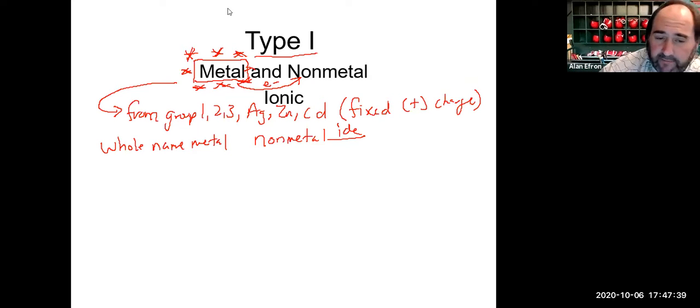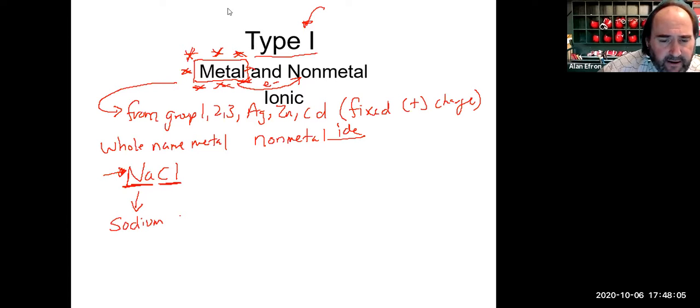So for example, if we had, like we saw before, NaCl, when we look at this, again, this is a metal, this is a nonmetal, which tells you it's an ionic compound. Sodium is group 1, which tells you it's a type 1 because it has a fixed charge. So basically, once we see that, we could just go right to the naming. Whole name of the metal, sodium, and the last guy there, chlorine, becomes chloride, IDE at the end of it.